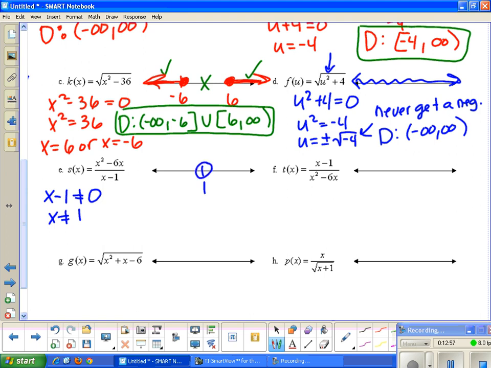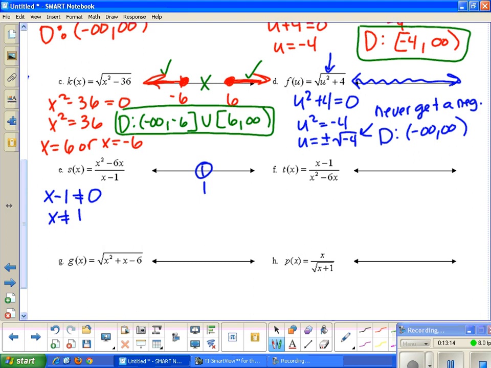So at 1, now I have an open circle because I can't have 0 in my denominator. So that's why that's open instead of the other ones where you can have 0 underneath a radical as long as it's not in your denominator. Now I need to do my test point on either side of 1. So let's do to the left of 1, which is 0, and that's easy to do.